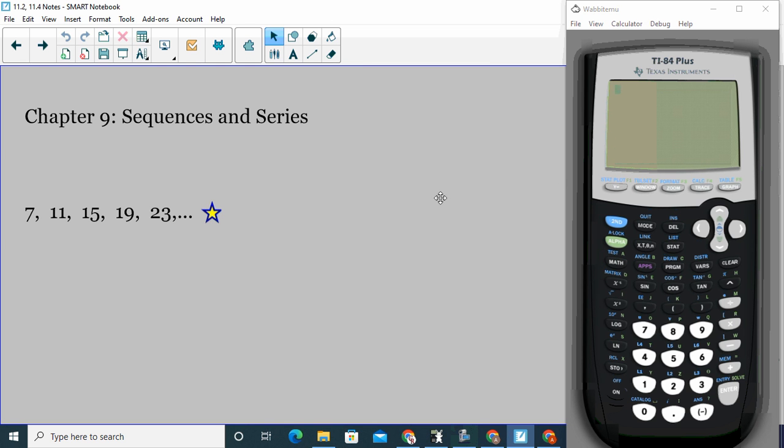Chapter 9 is all about sequences and series. A sequence is simply a list of numbers. Usually there is some pattern to the numbers. So in this case, we've got plus 4, plus 4, plus 4, plus 4. Certainly we could list out the next several numbers, 27, 31, 35, and so on.